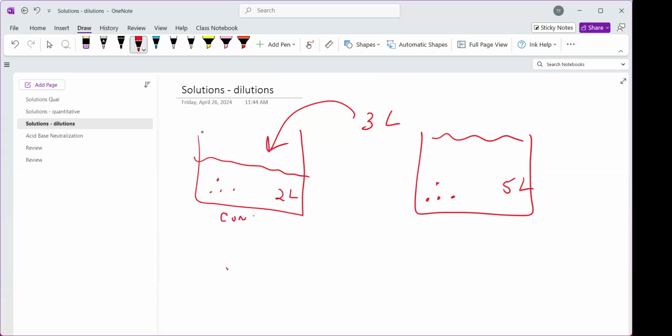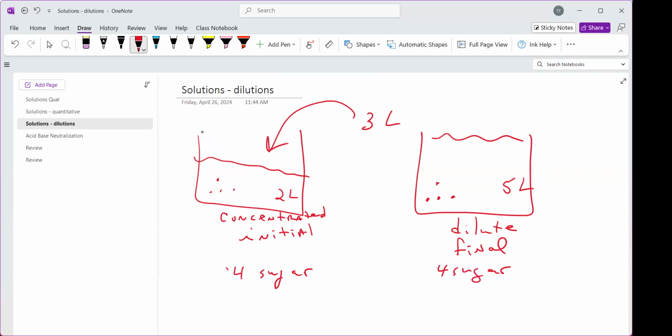This is considered a concentrated solution, and the other one is considered the dilute solution. Also, think about this as being the initial and the final. So what's the only difference between these two? Water, exactly. So that means four sugars, 2 liters, 5 liters.